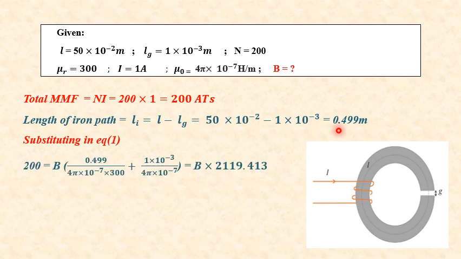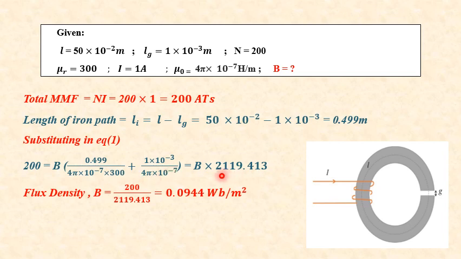So substituting in the above equation, we will be getting 200 is equal to B into 0.499 by 4 pi into 10 raised to minus 7 into 300 plus 1 into 10 raised to minus 3 divided by 4 pi into 10 raised to minus 7. So flux density B will be equal to 200 divided by 2119.413. The flux density, that is equal to 0.0944 Weber per meter square. Flux density is having two units. Either we can write Weber per meter square or Tesla.